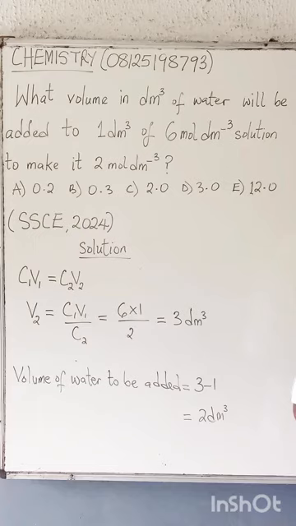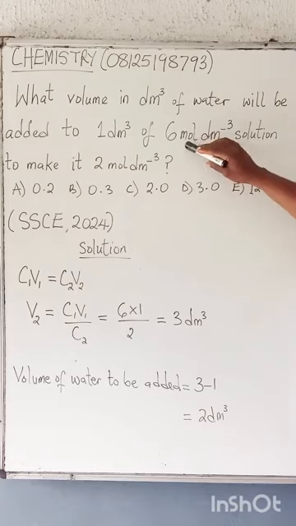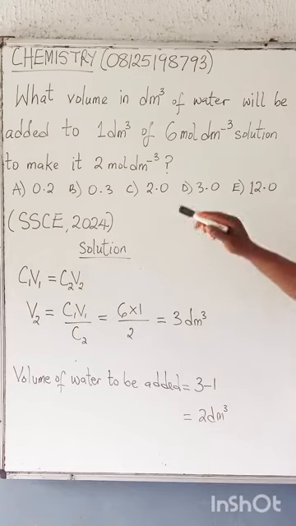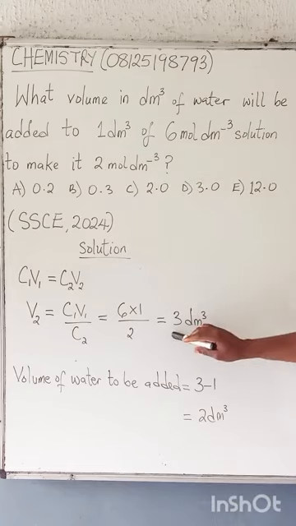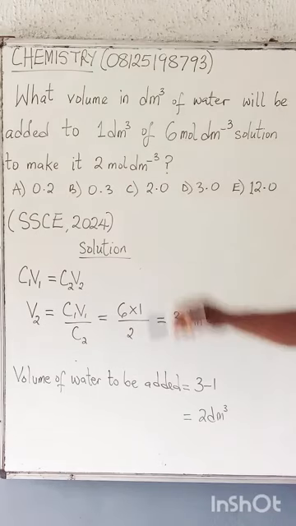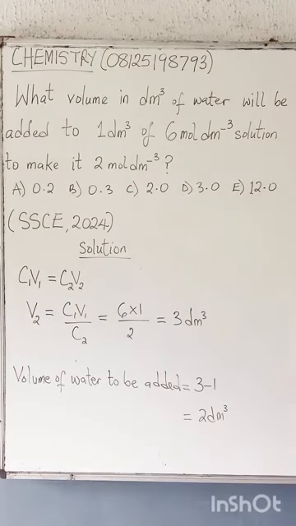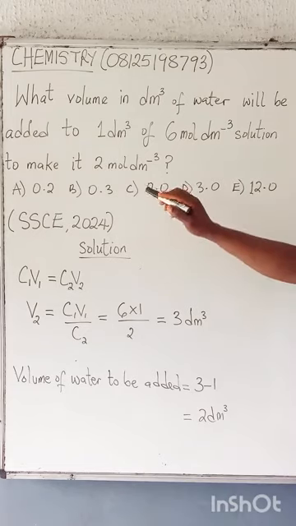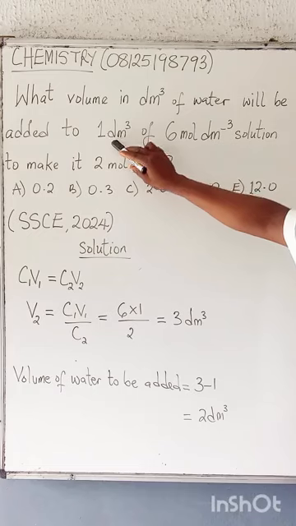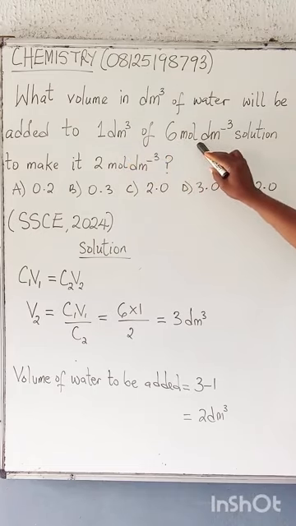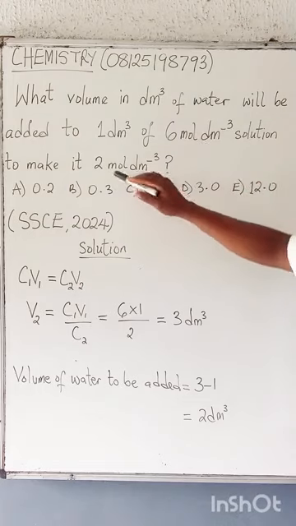But the one that is kept in the cupboard is the one that is called the stock solution. It usually has high concentration. Is that clear? So that's the volume of the reagent solution. But are we asked here to find the volume of the reagent solution? No. We're asked to find the amount of water, the volume of additional water that will be added to this 1 dm cubed of 6 mole per dm cubed to make it this solution.